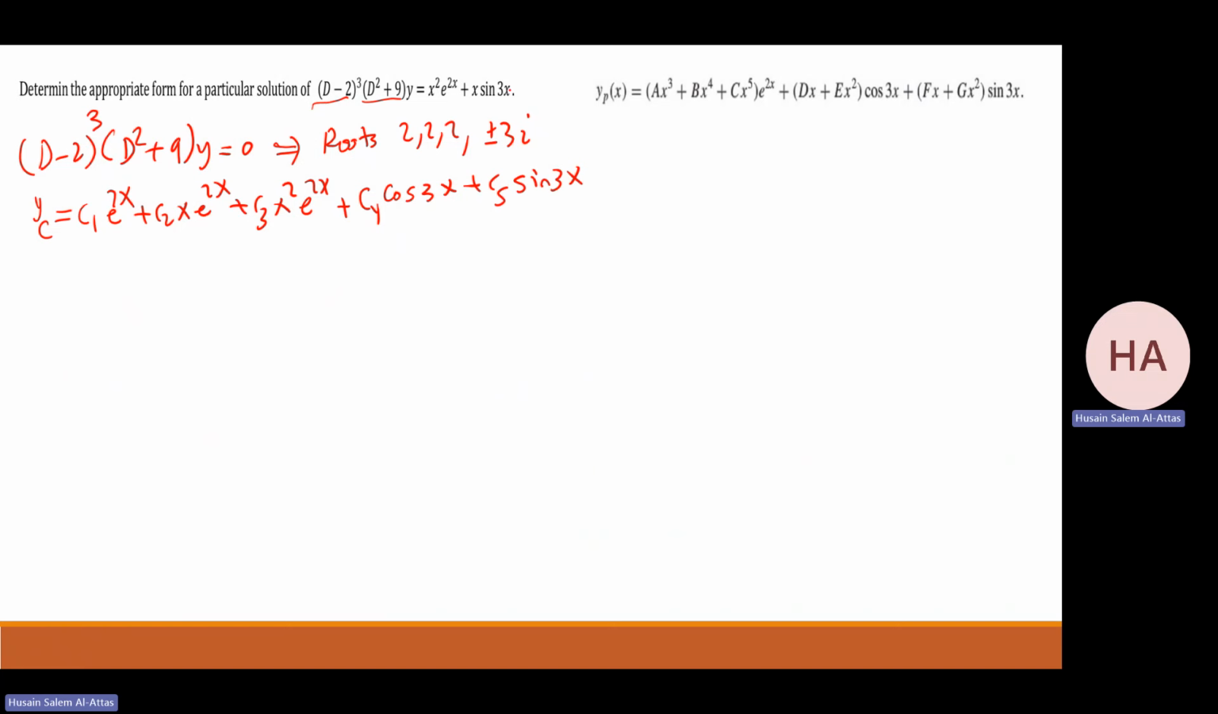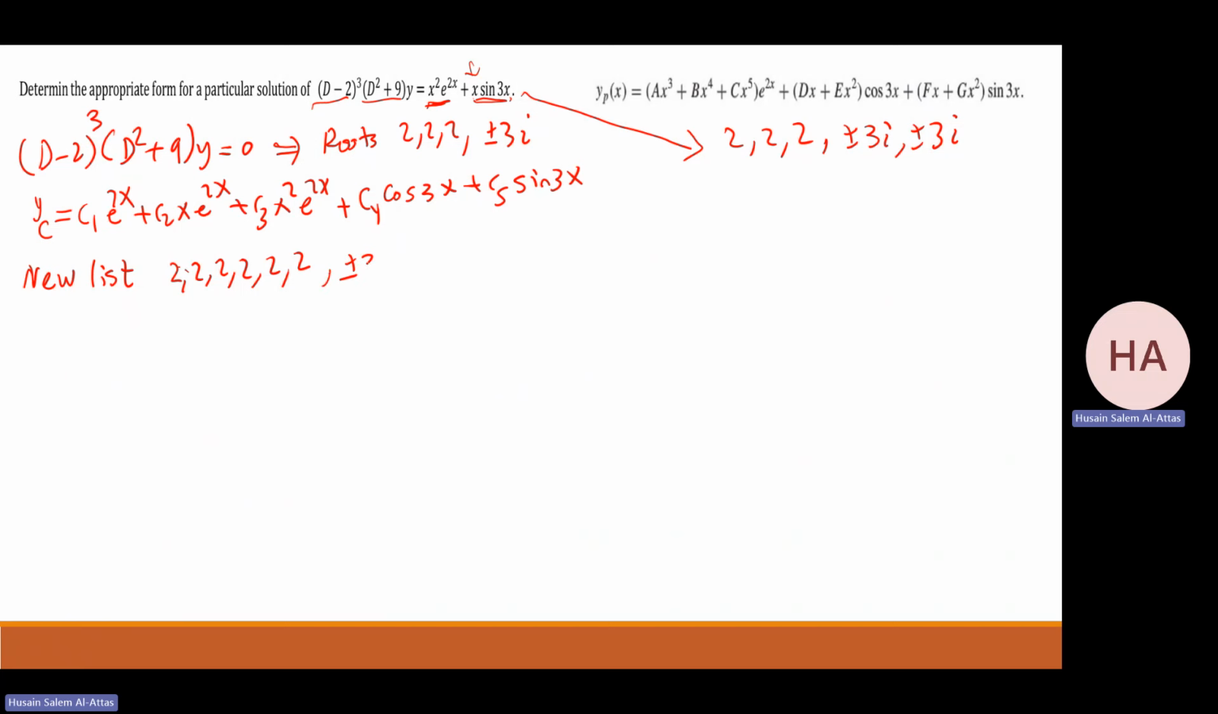Okay. What are the zeros coming from here? Be careful. I have this, so I have 2, 2, 2. When I have x squared, means I have 1 times x times x squared. I have 3 zeros, 3 roots of 2. But 2 is multiplied 3 more times. I have x sine 3x, so I have plus or minus 3i 2 times because of the x. Now, what will be my new list? Yeah, it will be 2 6 times. Wow. And plus or minus 3i 3 times.